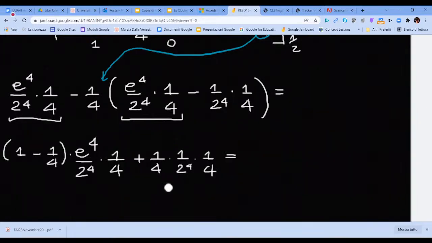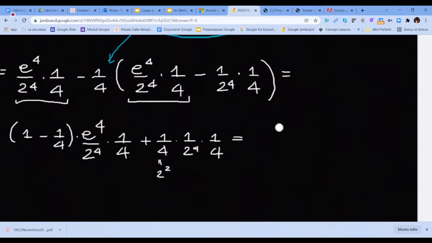But 4 is the same as to write 2 squared. So what we have at the very end is 4 minus 1 is 3/4. So 4 is again 2 squared, so 3 divided by 2 squared times e to the 4th divided by 2.